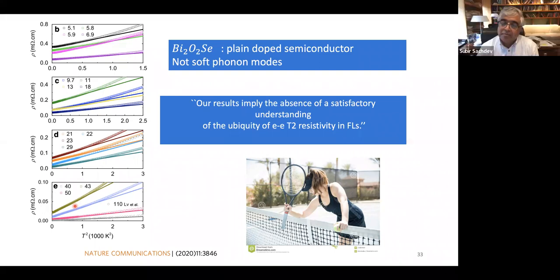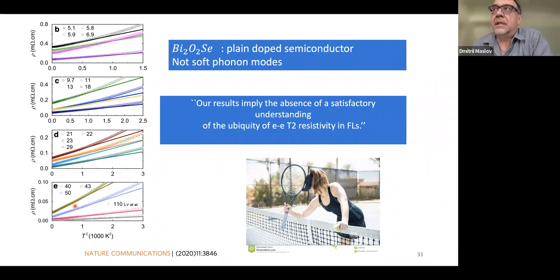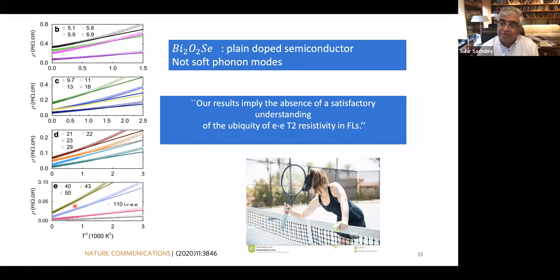Okay. But you're also assuming parabolic bands, or that's not important either? This is just a toy model. But you don't think it's important? No. Okay, all right, thank you.